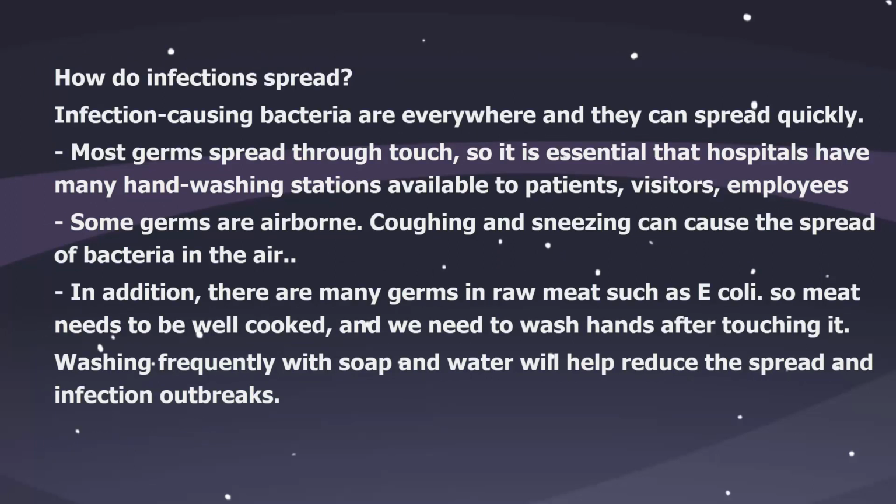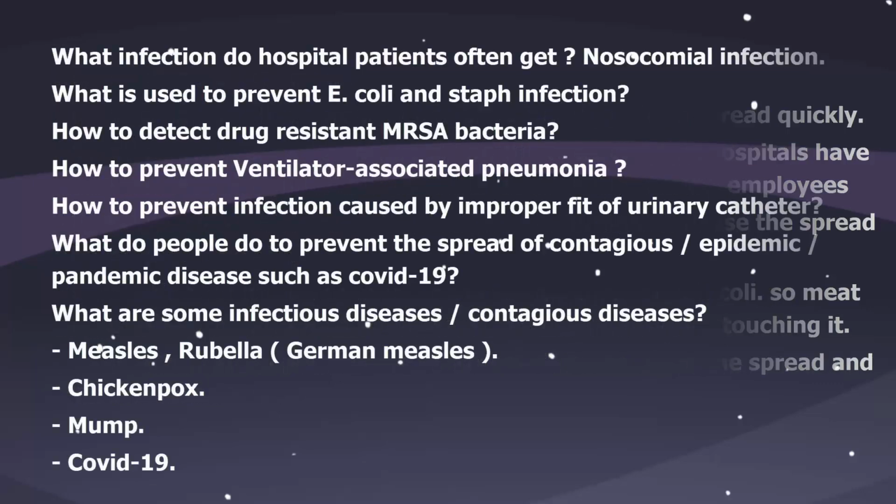How do infections spread? Infection-causing bacteria are everywhere and they can spread quickly. Most germs spread through touch, so it is essential that hospitals have many hand-washing stations available to patients, visitors, employees. Some germs are airborne. Coughing and sneezing can cause the spread of bacteria in the air. In addition, there are many germs in raw meat such as E. coli. So meat needs to be well cooked, and we need to wash hands after touching it. Washing frequently with soap and water will help reduce the spread and infection outbreaks.